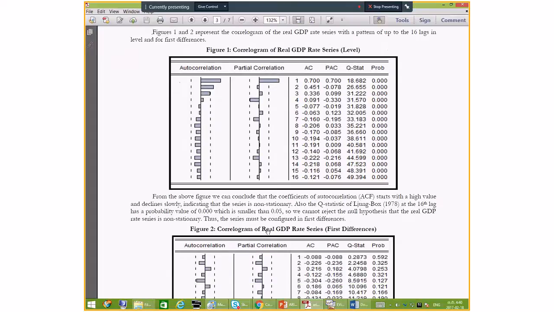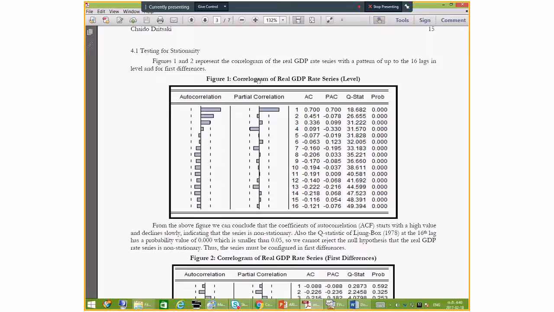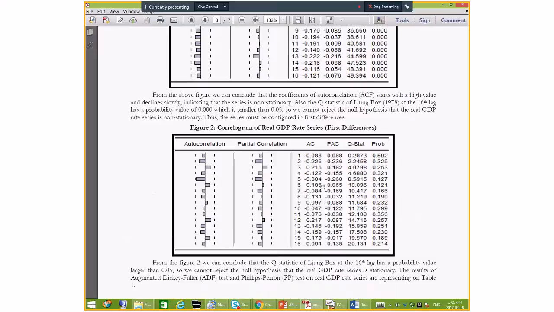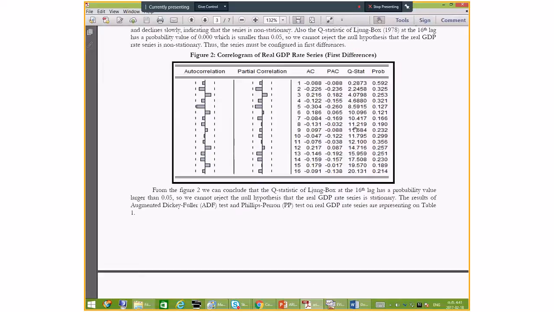This is levels. See, in the correlogram of the real GDP rate series, it's levels. Then the correlogram of the real GDP rate series of first differences. Now the same results: we convert the data to the first difference and see whether the series are stationary or not. Now see the probability values of the autocorrelation and the partial autocorrelation.